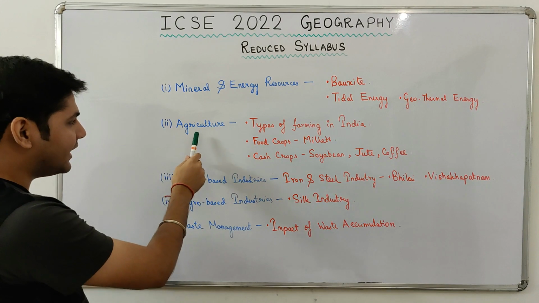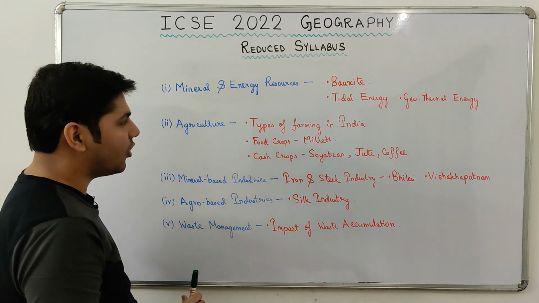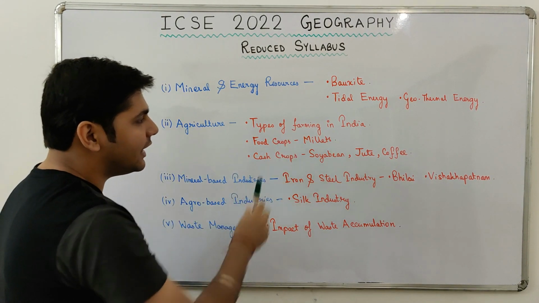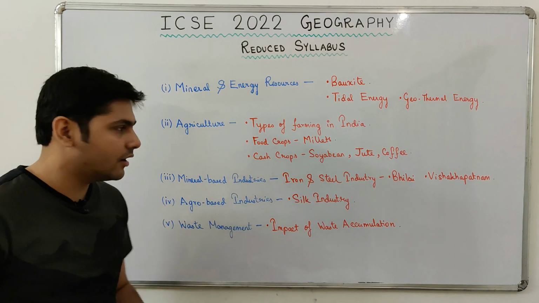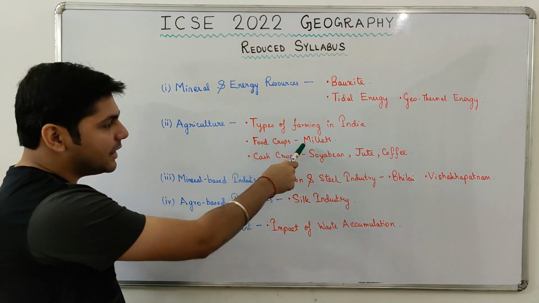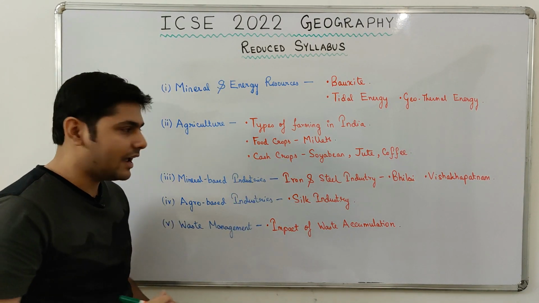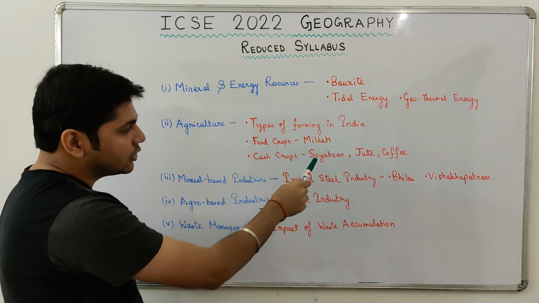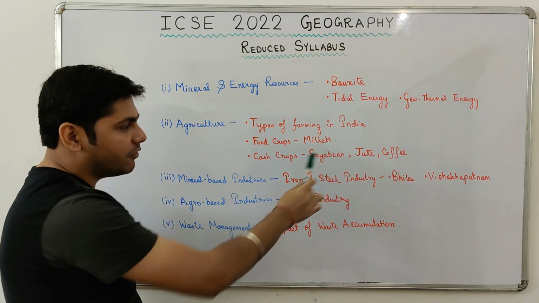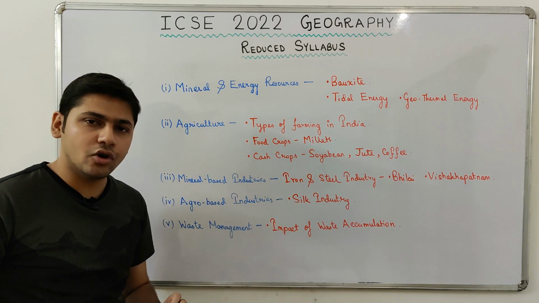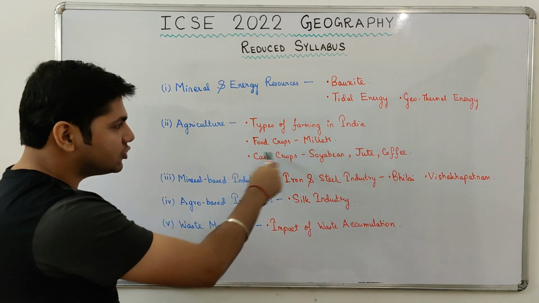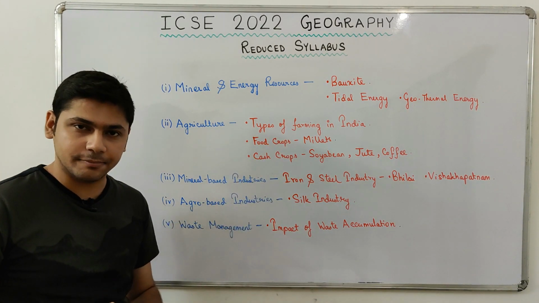Next, from agriculture, the entire section of types of farming in India has been removed. From food crops, millets has been removed. And from cash crops, soybean, jute and coffee have been removed. So you don't have to study these topics from agriculture.